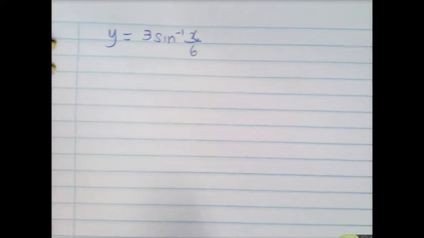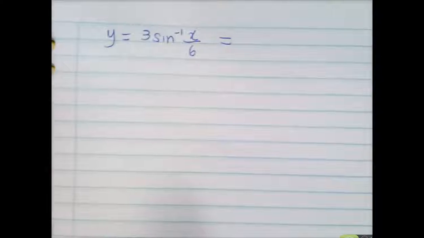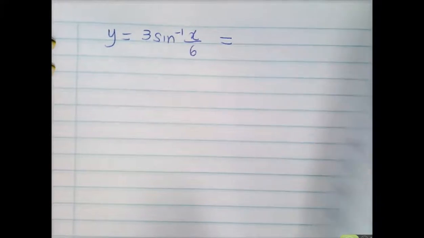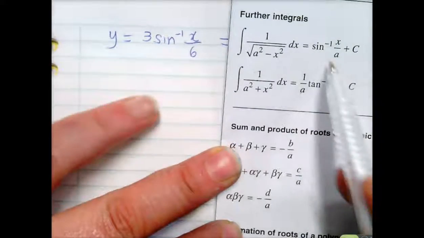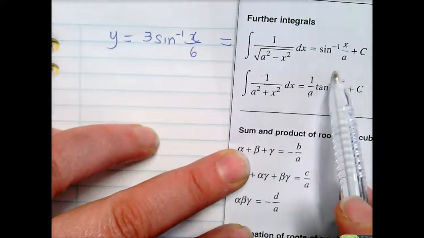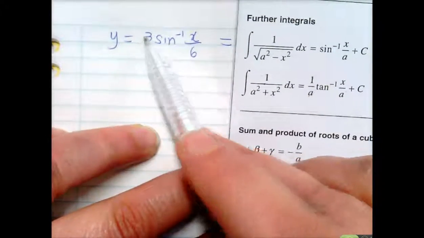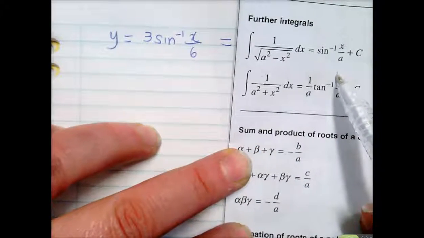Because I can't. What happens if y equals 3 sine to the minus 1 of x on 6? Would you stick with the rule for this one? Yeah. Because it's x on A. Yeah. What is the rule? Oh, I've got it in front of me. So this one looks like the rule. So we go with the rule. Do you get that? But of course we leave the 3 there. This is the rule. We like that one.